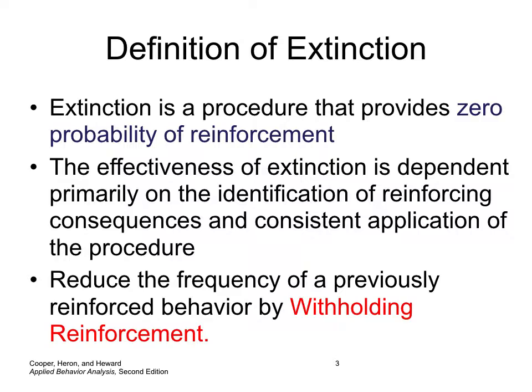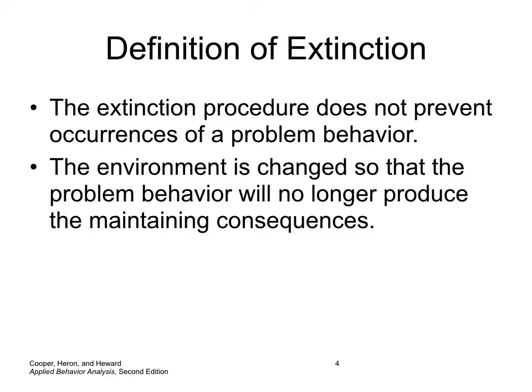Extinction is a procedure that provides zero probability of reinforcement, so we will withhold reinforcement. So for example, if a student's problem behavior such as interruptions is maintained by teacher's attention, which is the reinforcer, the teacher can apply the extinction procedure by ignoring the student's interruptions. And the procedure can produce a decrease in the frequency of the interruptions.